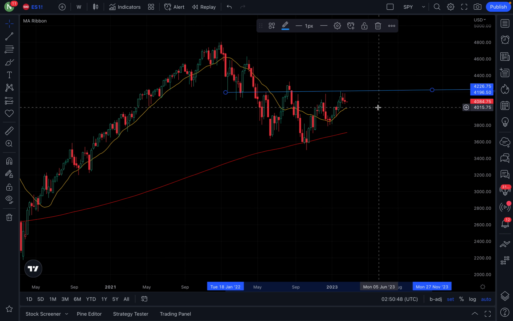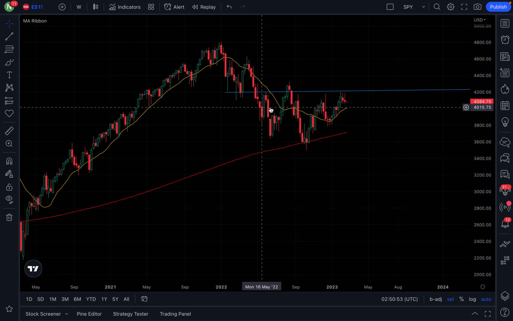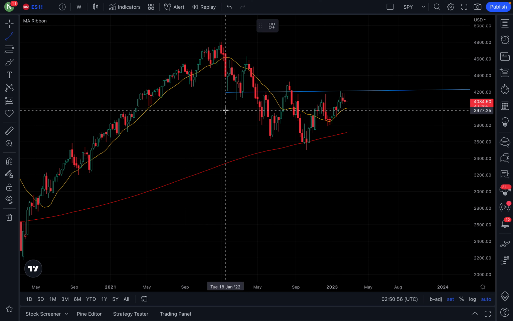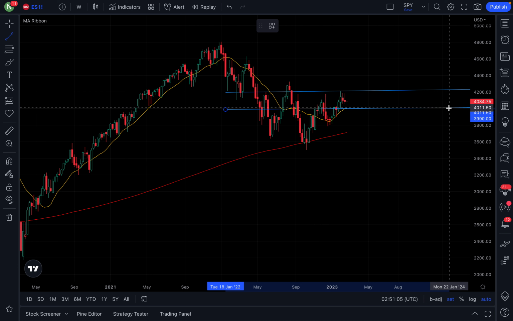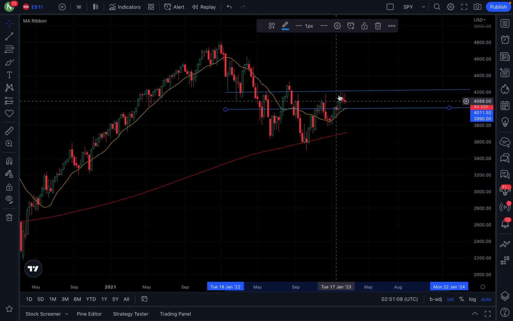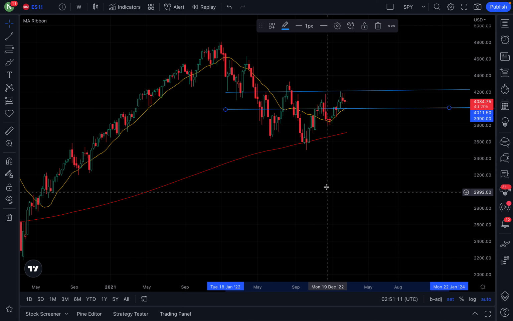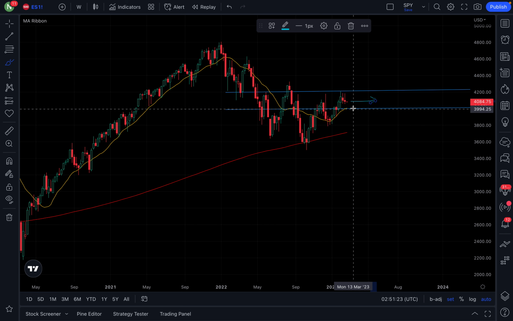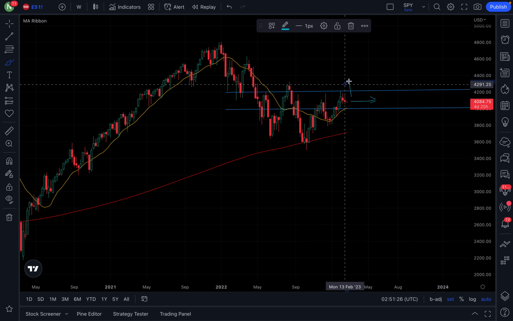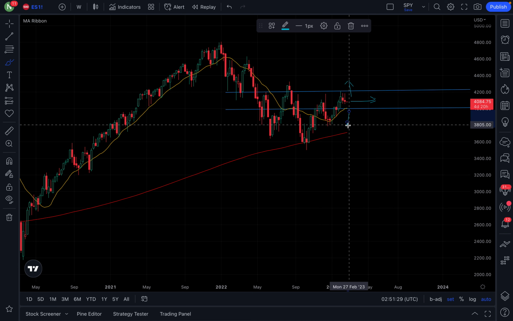So I want to make another line here. Right where the 15 SMA is, I'll make a line right here. So it's right between 4,200 and about 4,000, that we're now in. So what are the three movements that the market can make? We can go sideways, we can go up, and we can go down.